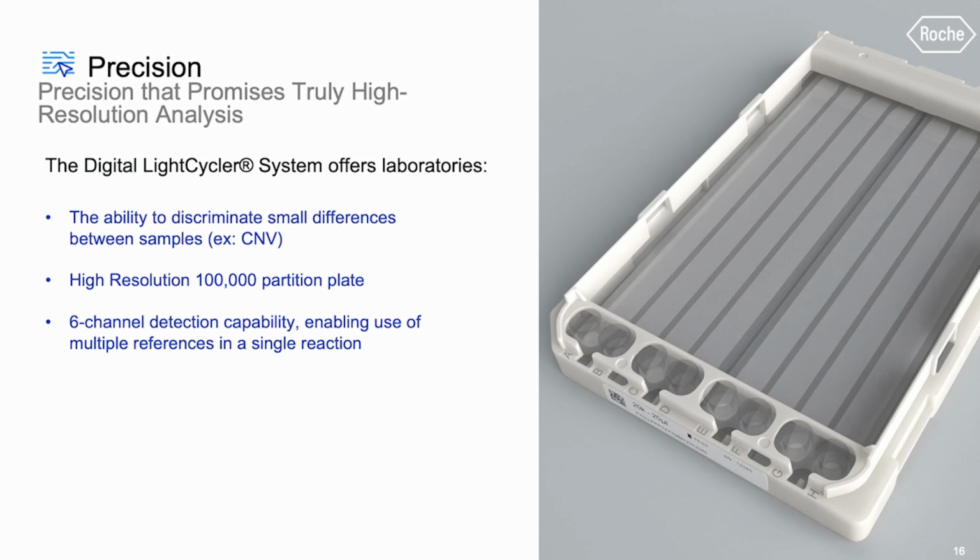And so, again, what are the features in the digital LightCycler system that allow for this kind of high precision measurement? Well, one thing is the consumable, which is one of our particular configurations that are offered, and that is the high resolution plate, which has 100,000 partitions per lane. In addition to that, we have 6-channel detection capability. You can imagine for copy number variation, there obviously needs to be a reference that's utilized. And with the number of channels that are afforded to you on the system, there's an opportunity to use more than one reference. And so why is that important? Why is having more partitions important? And why is having the capability of running multiple references important? So let me walk you through that.